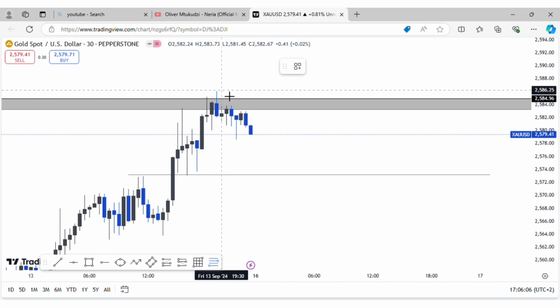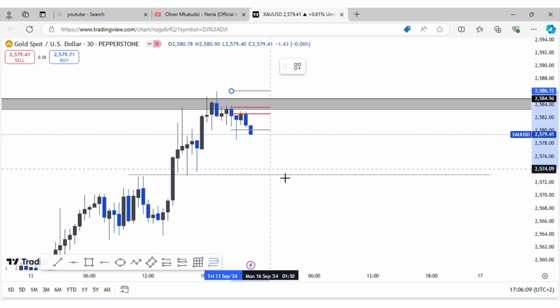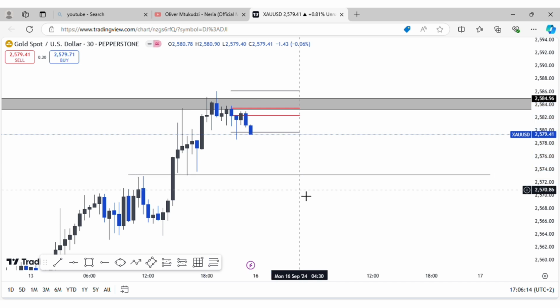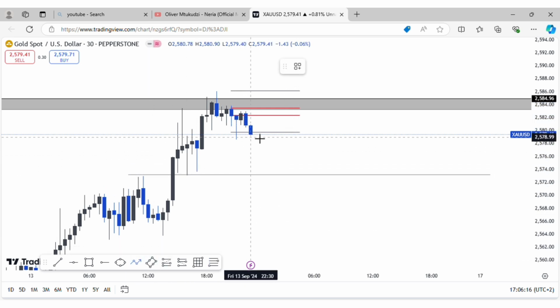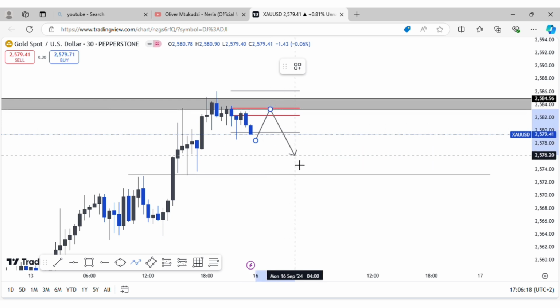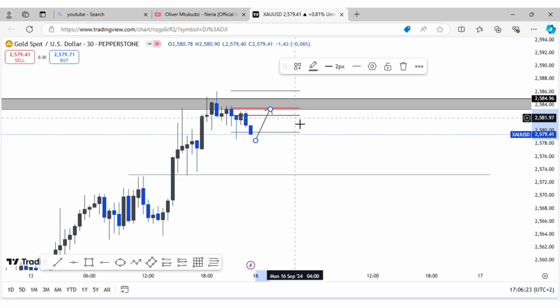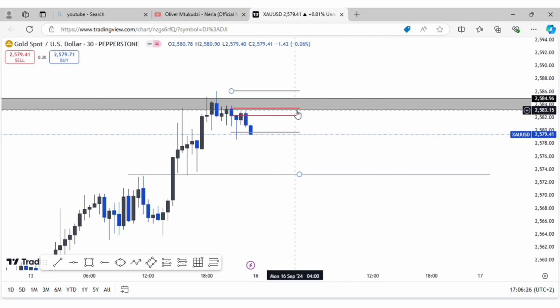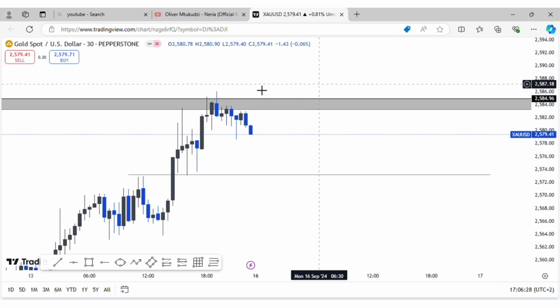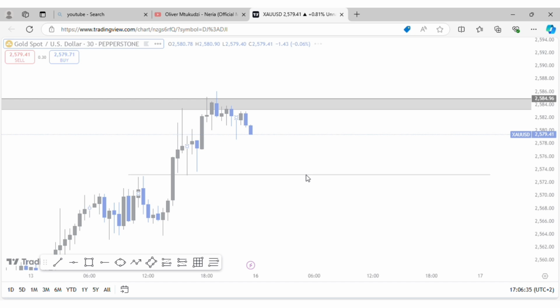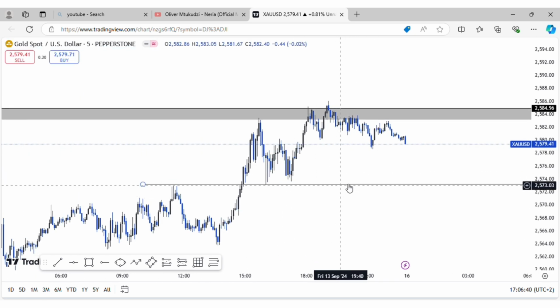So let me just see if I could get an entry. Yeah, an entry is also possible here if I wait for price to come back and also take my selling opportunities. But I am not really satisfied about that, so I won't be doing that. So let me also move to a smaller time frame, such as 5 minutes. Let's see what 5 minutes has for us.